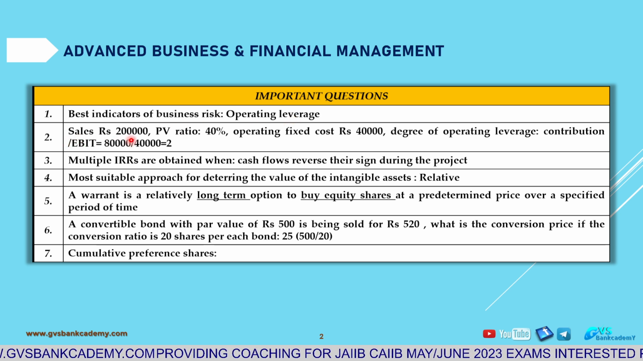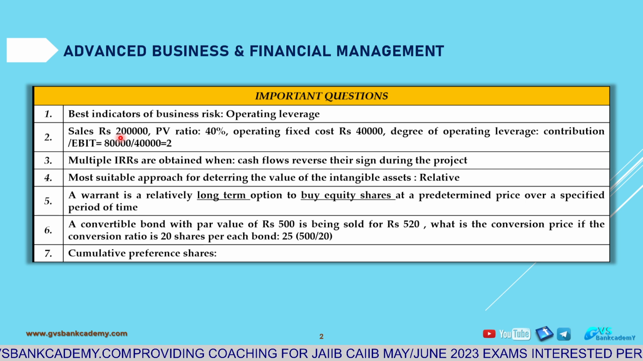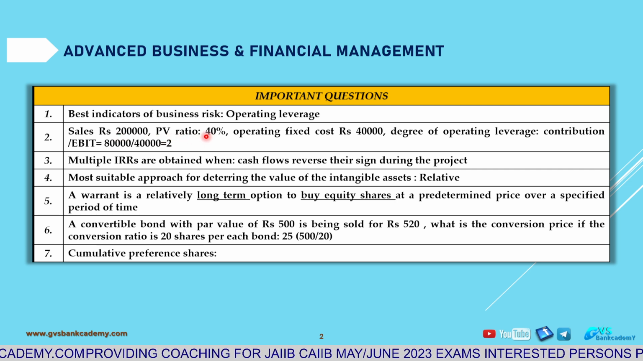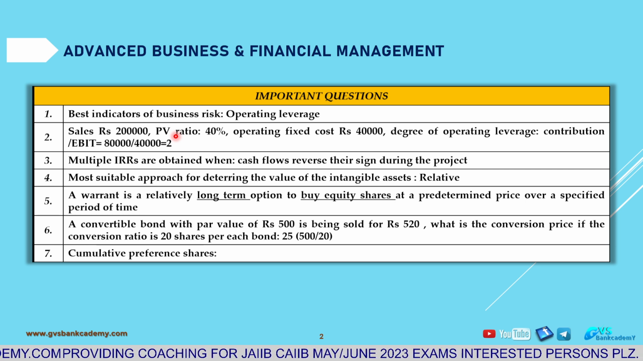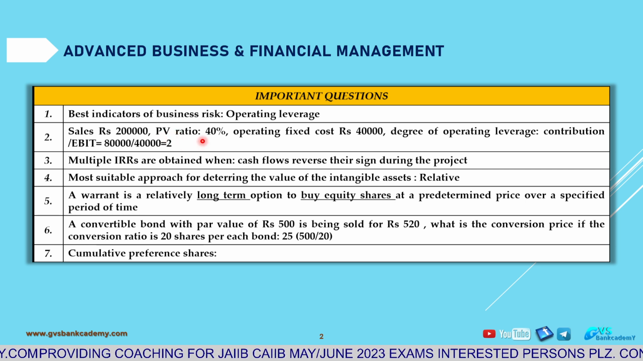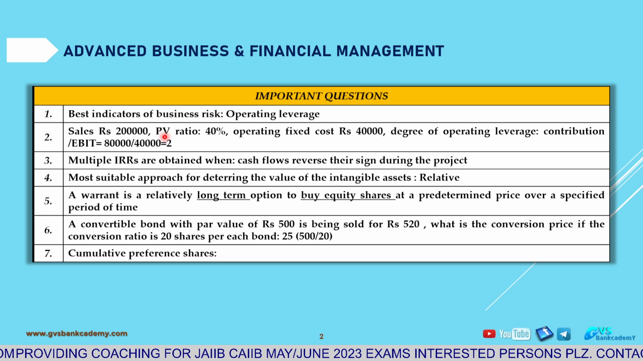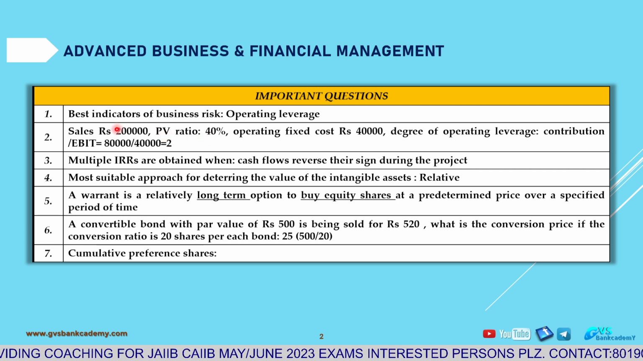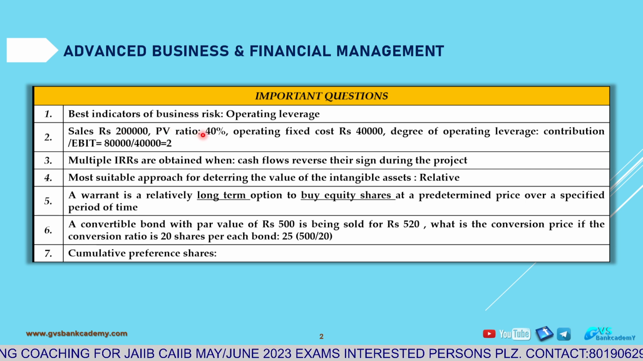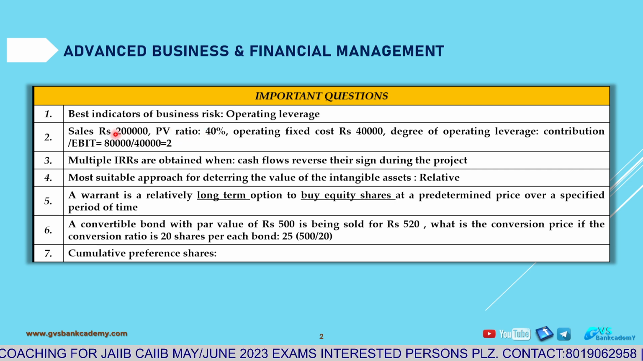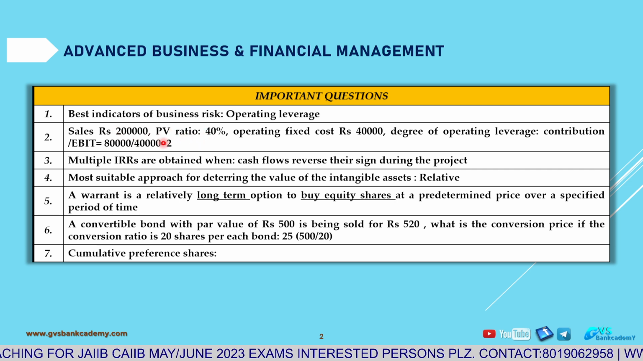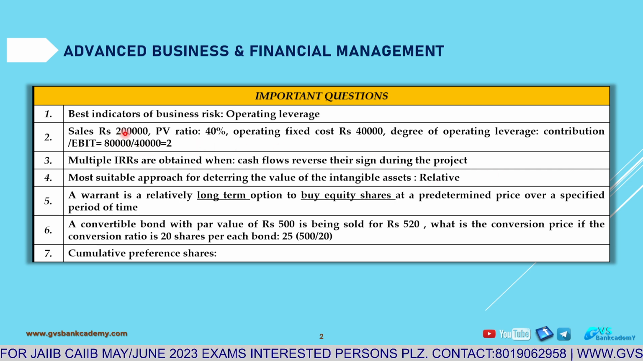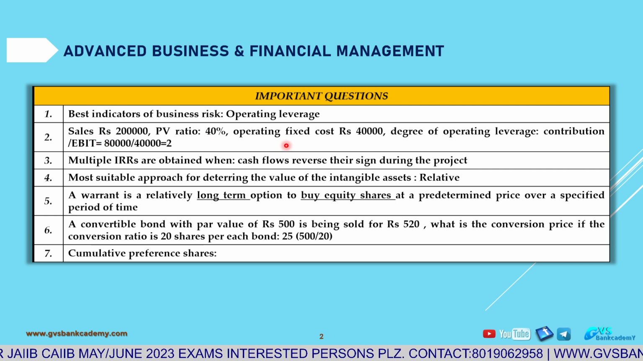Sales 2 lakh rupees, PV ratio 40%. PV ratio formula: contribution by sales into 100. In this case, 2 lakhs into 40%, that is 80,000 is the contribution.